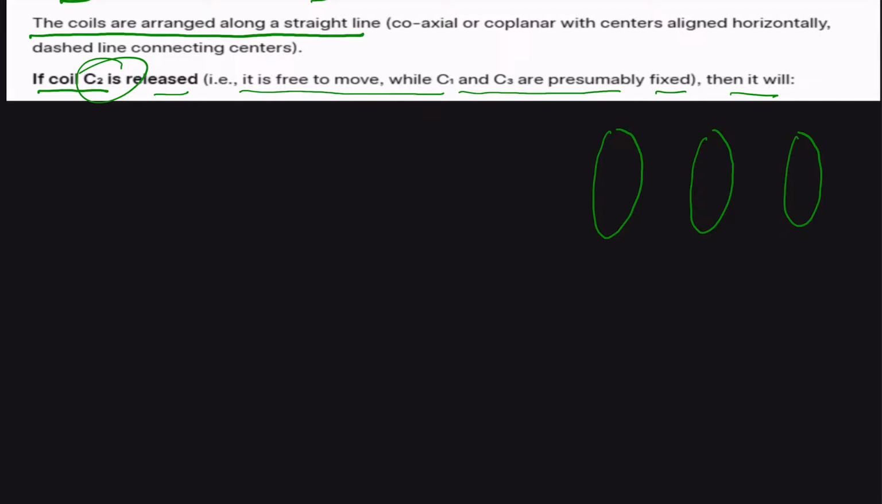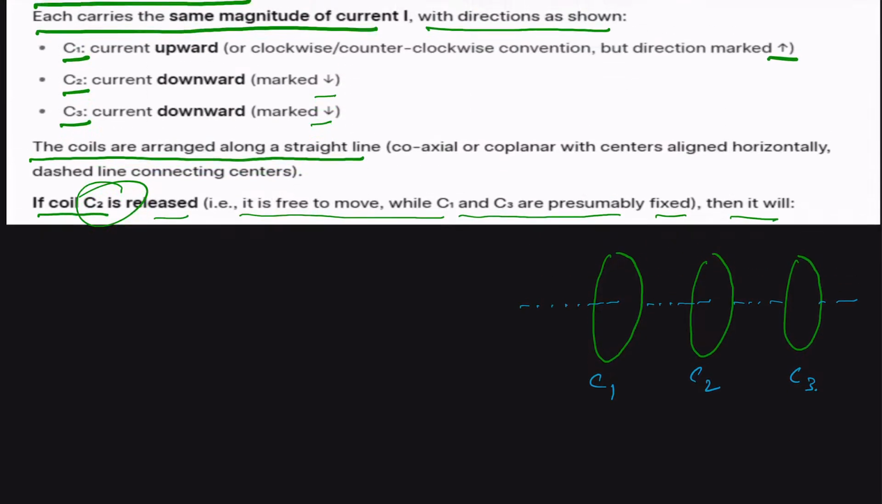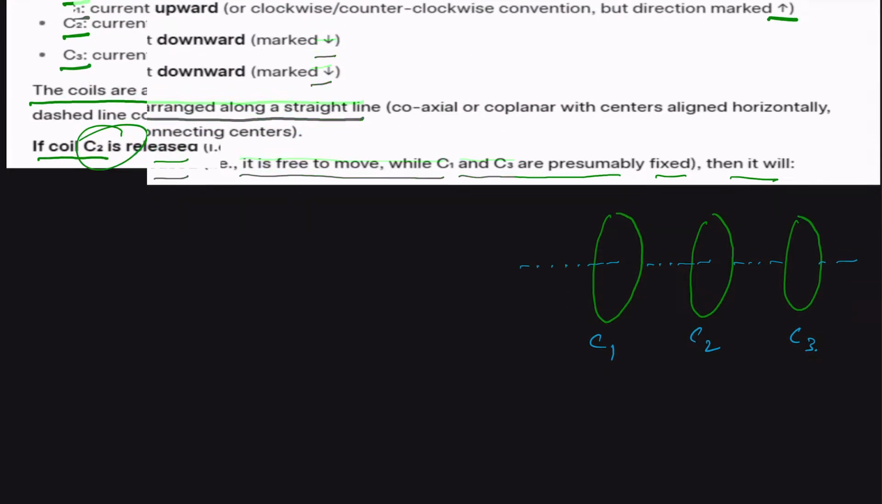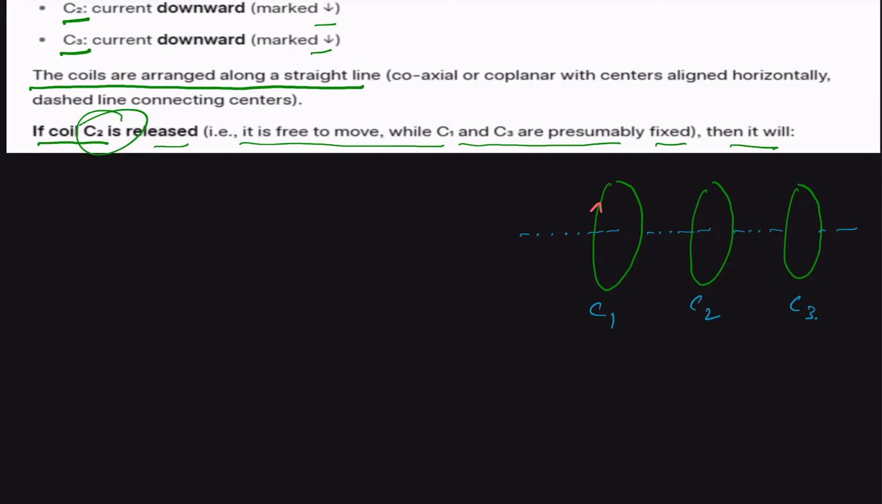And all these coils are coaxial. This is C1, C2 and C3, and the current is given to us: it is flowing in the upward direction in one and the downward direction in the other two. So we know whenever there is a current flowing in the same direction, that is going to give us attraction, and whenever there is a current in the opposite direction, it is going to give us repulsion.